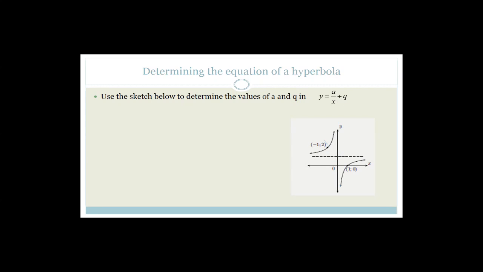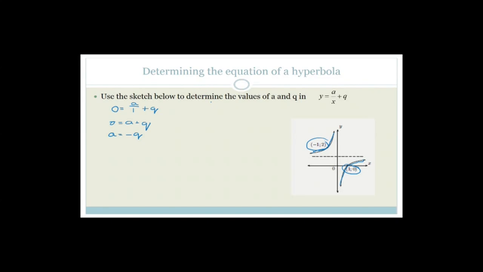So let's look at this first line. And do you understand that these two are both part of the same graph? Okay, I just don't want to cut the top one in. So if we look at this number first, we're going to substitute it in. We've got naught is equal to a over 1 plus q, okay? So naught equals a plus q, so therefore we can say that a equals minus q or vice versa. Okay, awesome.